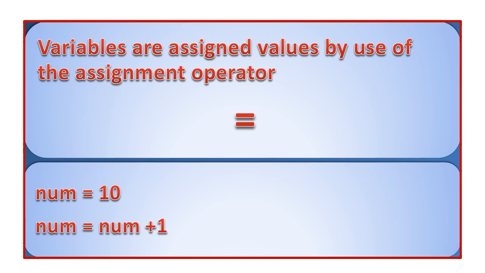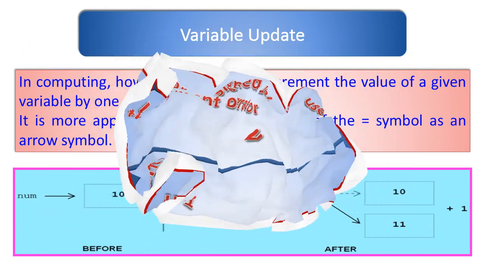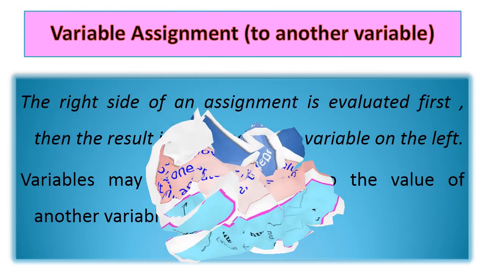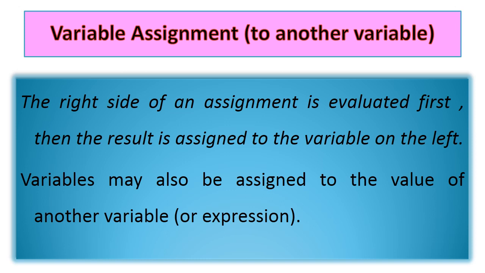Variables are assigned values by use of the assignment operator, the equals sign. In computing, however, it is used to increment the value of a given variable by 1. Variable assignment. The right side of an assignment is evaluated first, then the result is assigned to the variable on the left. Variables may also be assigned the value of another variable or expression.